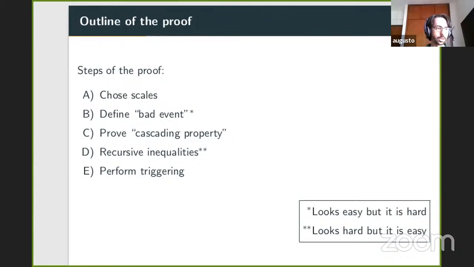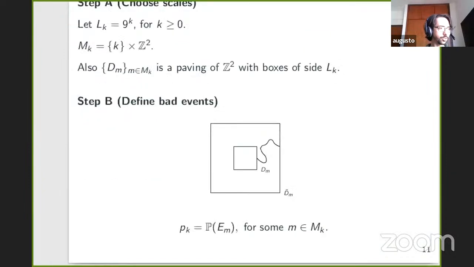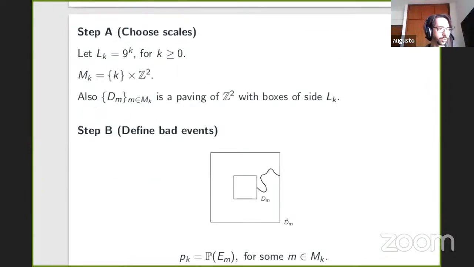All the other steps look easy. Actually, only step D looks a little bit hard, but it's actually the simplest one. It's just algebra. It's going to occupy a full slide of calculations, but you give it to anyone who has basic algebra skills and they will be able to carry on. So really, the step that looks the easiest is the hardest, and the one that looks the hardest is the easiest. So let's go. Step A, we choose scales.